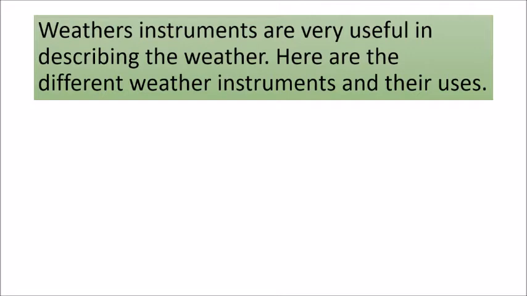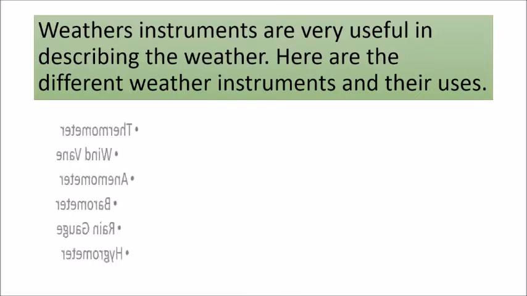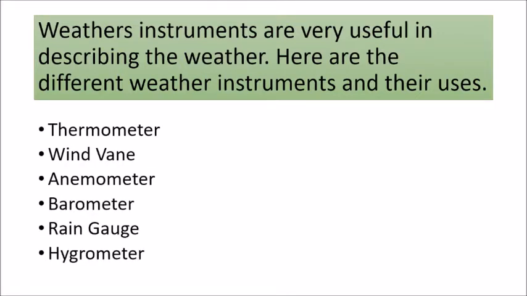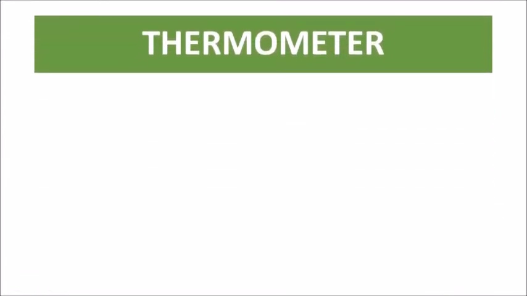Weather instruments are very useful in describing the weather. Here are the different weather instruments and their uses. We have thermometer, wind vane, anemometer, barometer, rain gauge, and hygrometer. So let us identify them and define individually. Let's start with thermometer.